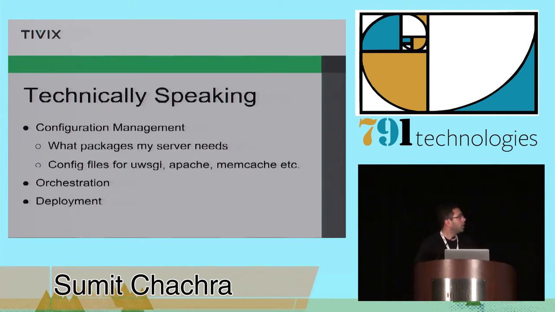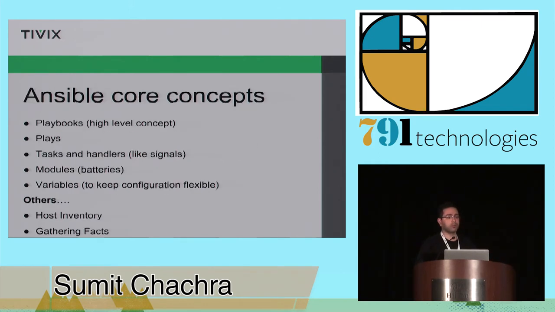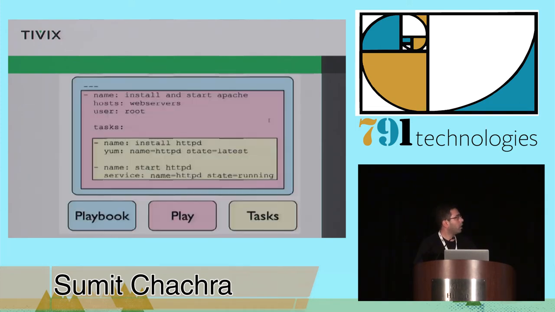Technically speaking, why would you want to use it? Configuration management. What packages my server needs, things like those, orchestration and deployment. You could potentially just ignore orchestration and deployment, just use it for configuration management. We're leaning towards using it for everything along with Fabric, and I'll show you examples. The core concepts, there are lots of them, so I'm just going to skip over. In a nutshell, the three are playbook, play, and tasks. At a very low level, a task is the sort of granular thing that you see in yellow. This is off from their video.